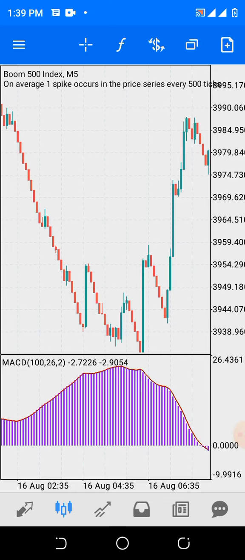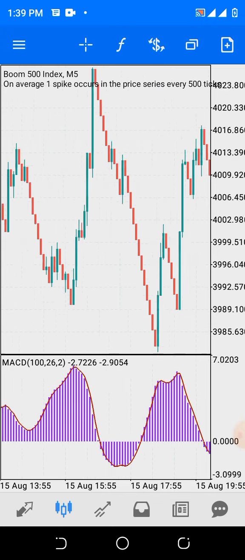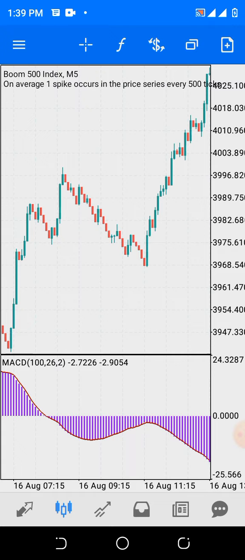Mind you, this particular strategy works best on 5 minutes time frame. It has been tested over and over again on 5 minutes time frame. So do not go and apply it on another time frame expecting similar results. Do you understand? Now, this is how the strategy works.